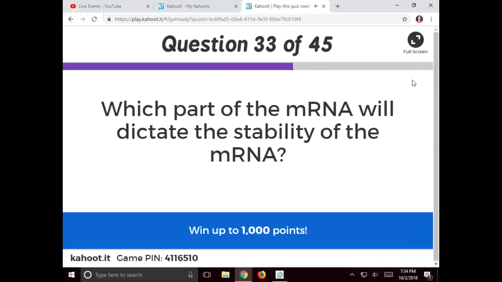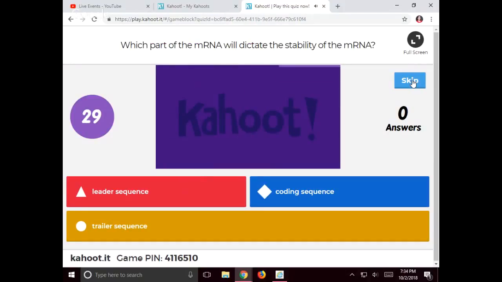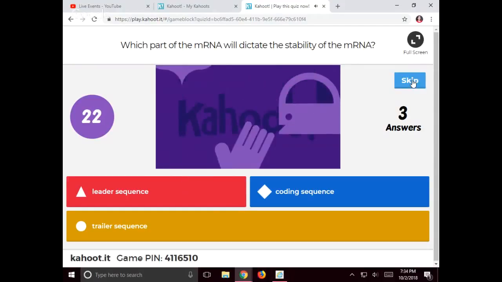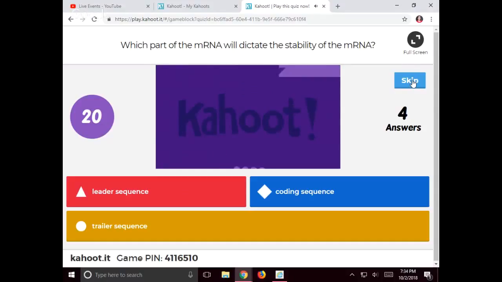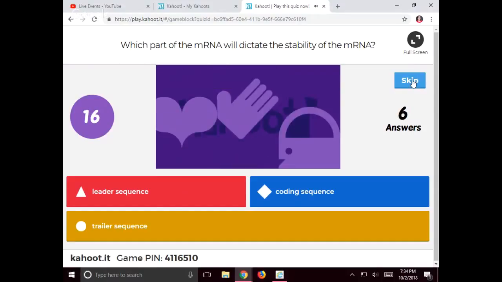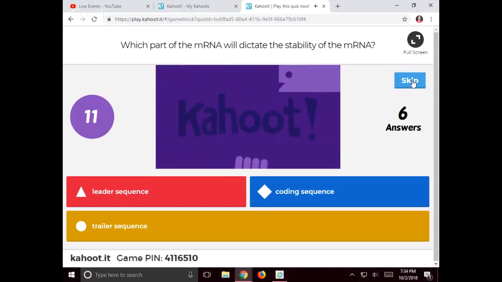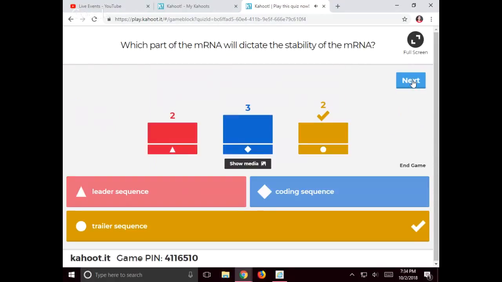Which part of the mRNA will dictate the stability of the mRNA? Is it the leader sequence, the coding sequence, or the trailing sequence? She highlighted it up on the board, so I have it highlighted in my notes. And then she said to know each one of these sequences and what they do. It's one slide specifically, and I was a bit peeved. So evidently it's the trailing sequence. I didn't know that before today, but we learn new things every day.